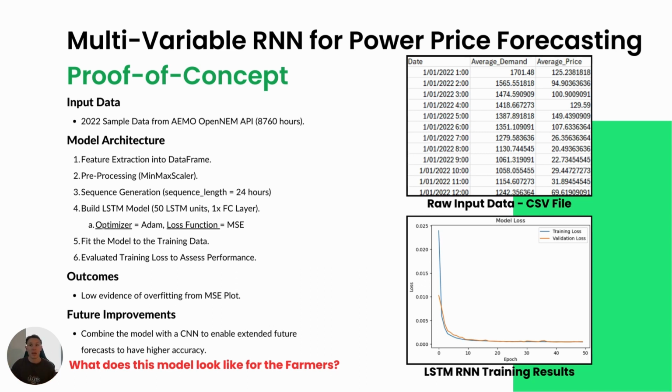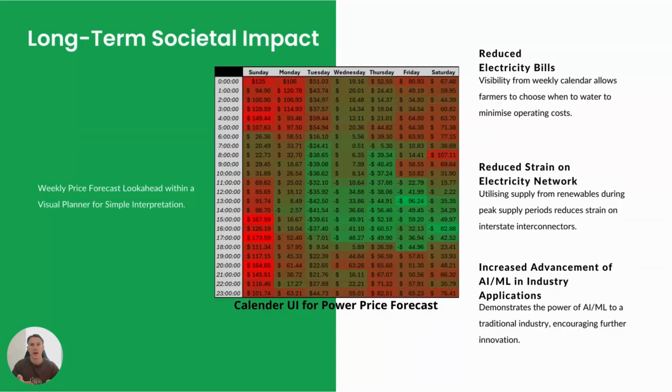But again, you're probably thinking, what does this model look like for our farmers? The easiest way to effectively display this information for farmers is via a calendar. So essentially what we've got here is a user interface for the next week forecasted ahead. And for every hourly time slot, we've put in our forecasted hour price, which has then been graded on a green to red scale to make it very easy to perceive what time we should water and what time we shouldn't water to minimize our cost.